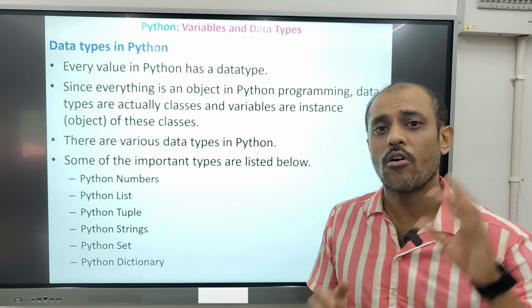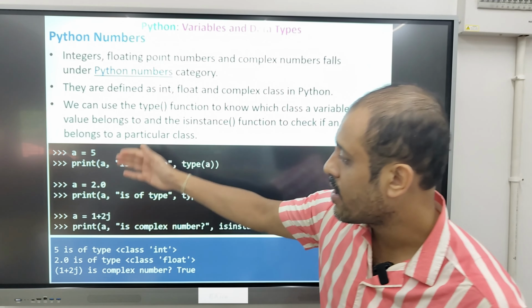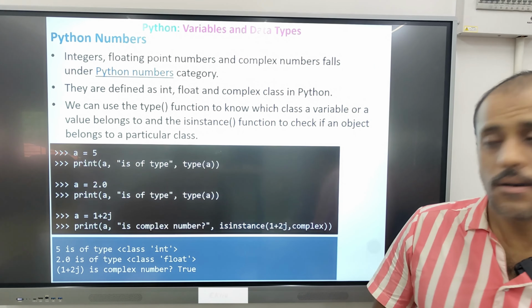As the word suggests, numbers means it can be a simple number like an integer, a float value, or a decimal point value. As I already told you, this is a complex number. If you have studied it already in class 11 and class 12, there is something called complex numbers, or you can find complex numbers on the internet. This is the format of a complex number. This kind of variable is available in Python numbers.